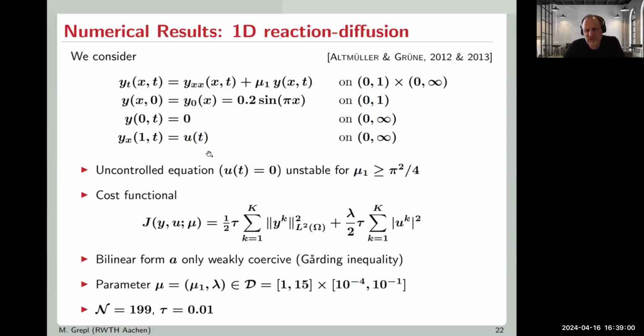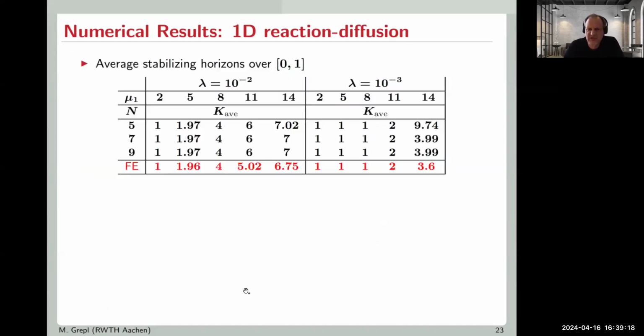I mentioned before that in this case, actually, if you look at the bilinear form, it's only weakly coercive, but you can extend the ideas that we just saw also to that case. Our parameter is the parameter here appearing in front of the reaction term and the lambda appearing in the cost functional, and those are the discretization parameters. So let me show you some results for the average stabilizing horizon. Those are tests run over a sample parameter set for 2 different lambdas.